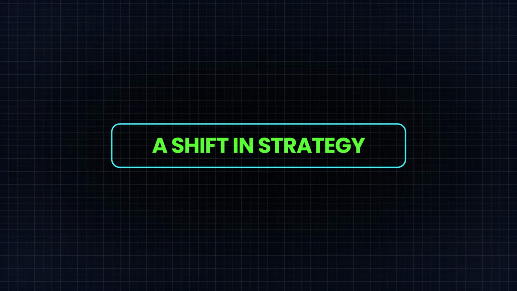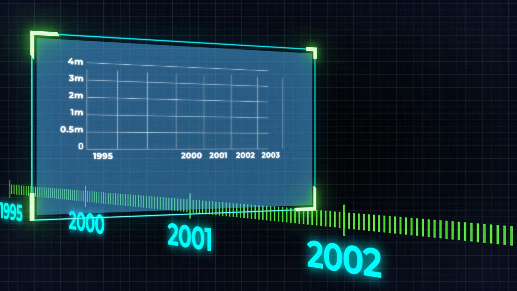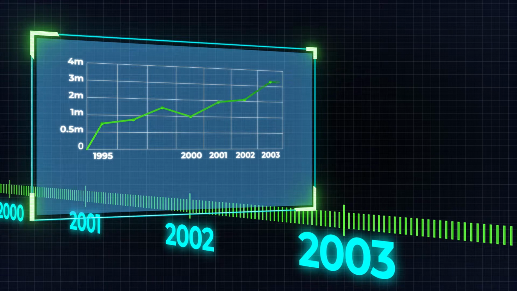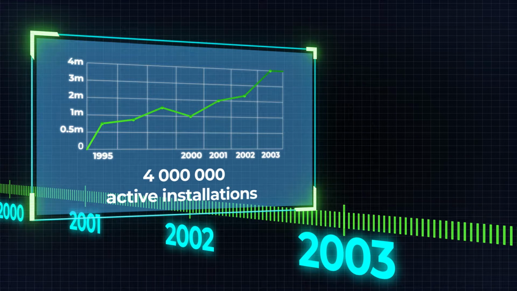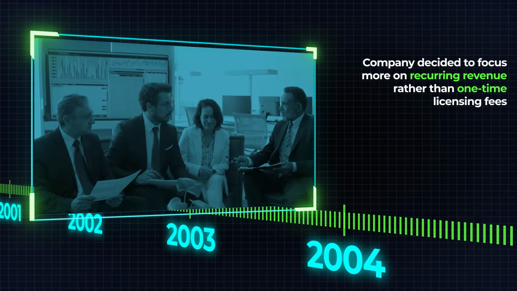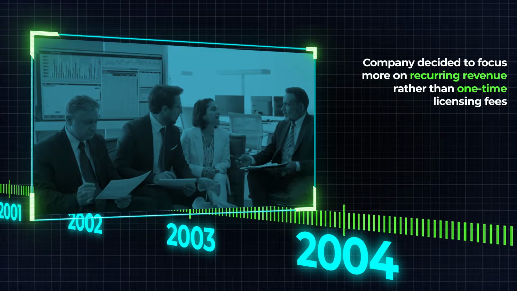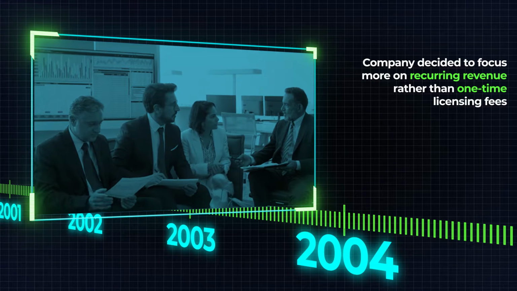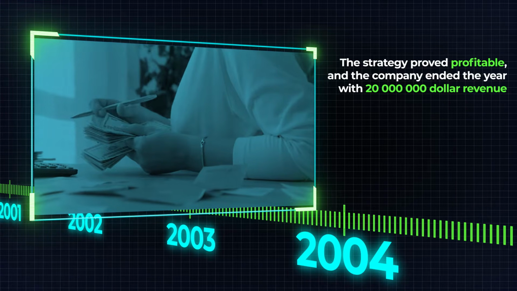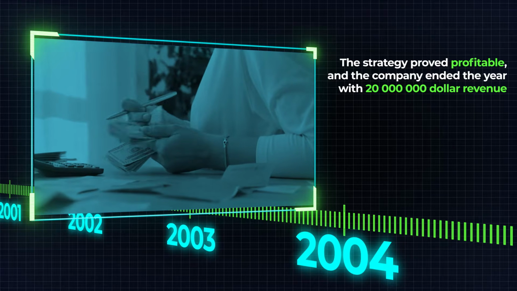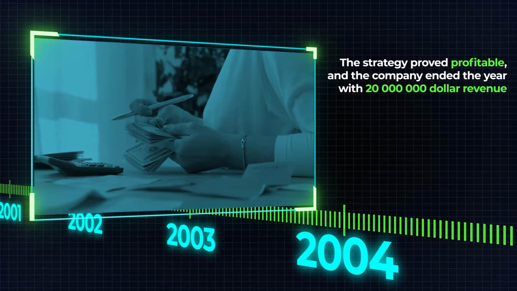A shift in strategy. The MySQL platform continued to gain popularity and had been able to boast 4 million active installations by the end of 2003. In 2004, the company decided to focus more on recurring revenue than one-time licensing fees. The strategy proved profitable, and the company ended the year with $20 million of revenue.